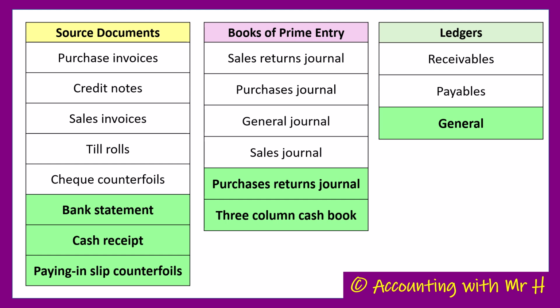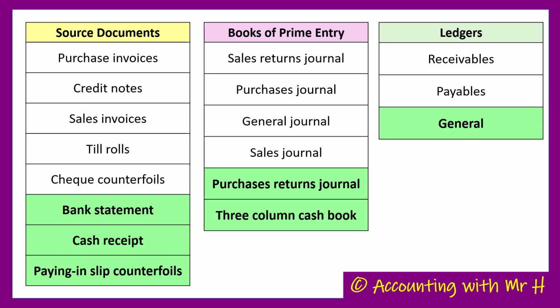And then the last one there, the 3-column cash book. The 3-column cash book is an interesting one because it's also used as part of the ledgers themselves, because clearly that's where the cash account and the bank account are. But it also comes under the category of a book of prime entry.